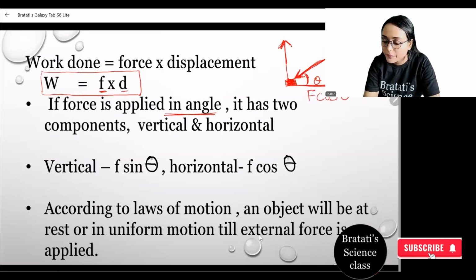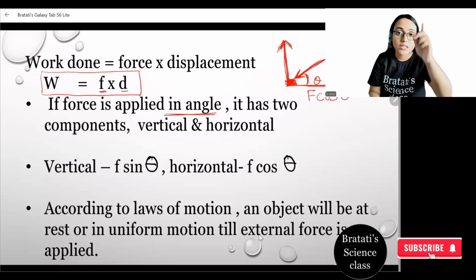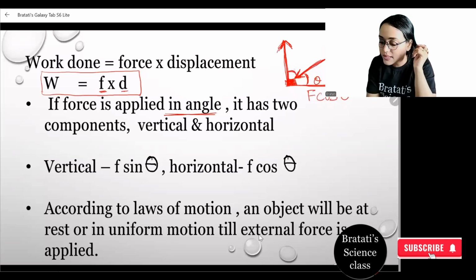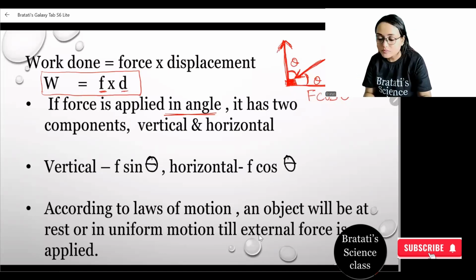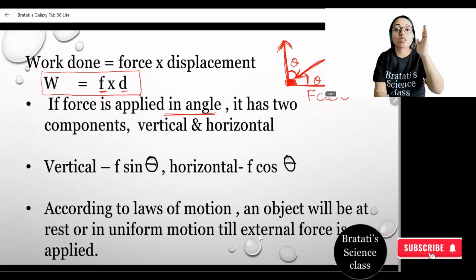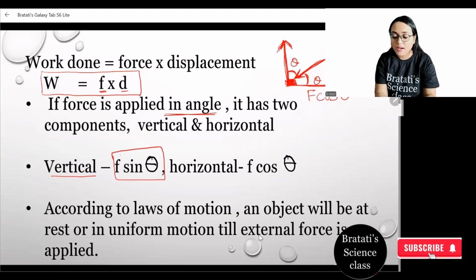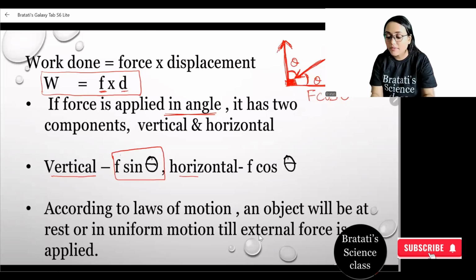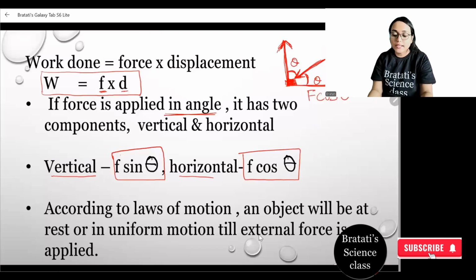When the force is applied at an angle to the object, it has two components. One is the horizontal component, another is the vertical component, and theta is the angle between the force applied and the displacement of the object. So in this case, when the object is moving, the vertical component will be F sine theta and the horizontal component will be F cos theta. Okay, so we know what theta is: the angle between the force applied and the displacement.